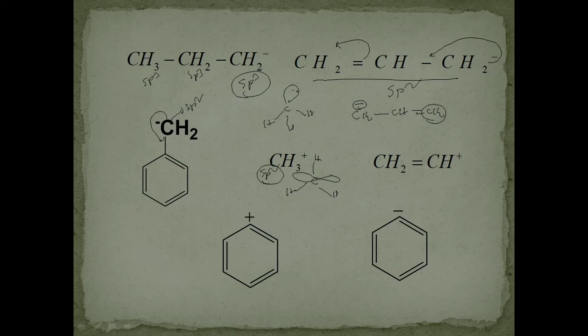This one contains 2 sigma bonds and 1 pi bond. It means here it is sp hybridization. sp hybridization means that it is linear actually. Okay, sp means linear.